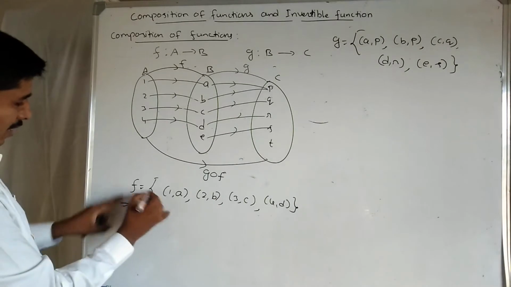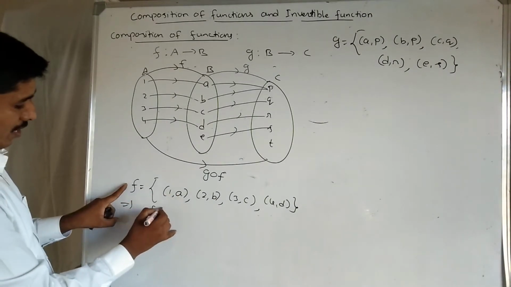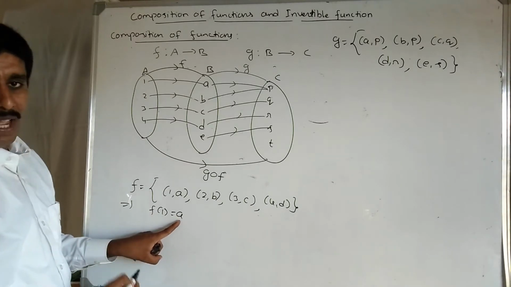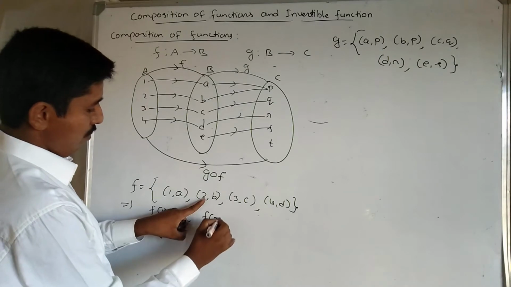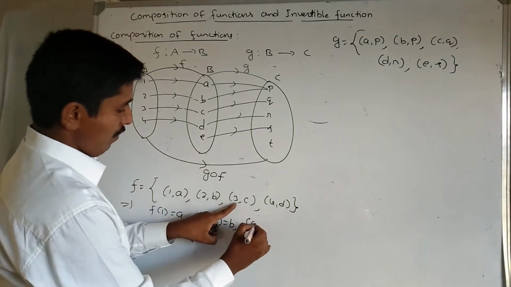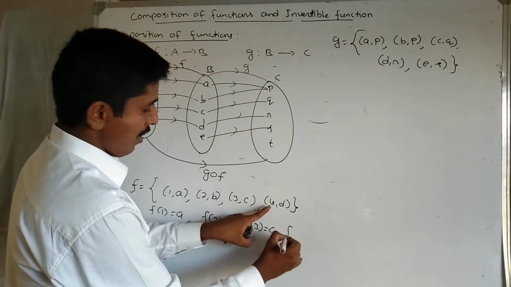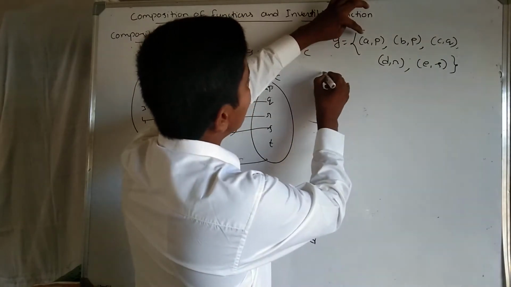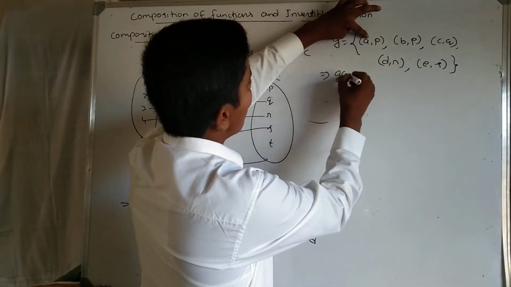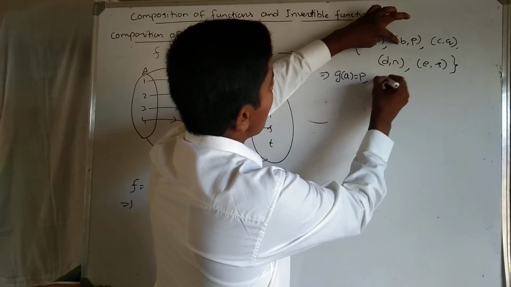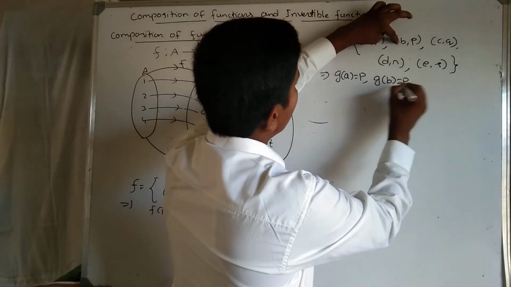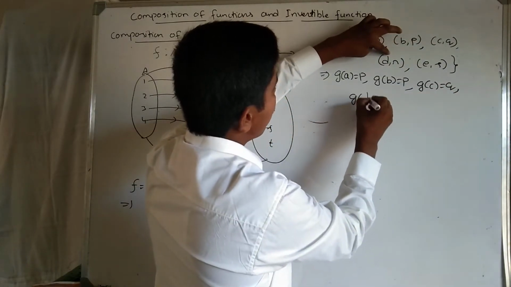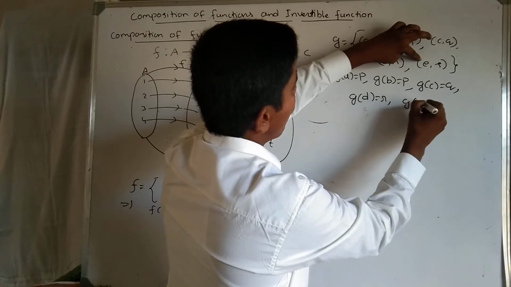This can be written like this: domain element, range element. F of 1 equals A. Here the domain element is 1 and the range element value F of 1 is A. Similarly, F of 2 equals B, F of 3 equals C, F of 4 equals D. Next, G of A equals P, G of B equals P, G of C equals Q, G of D equals R, G of E equals S.